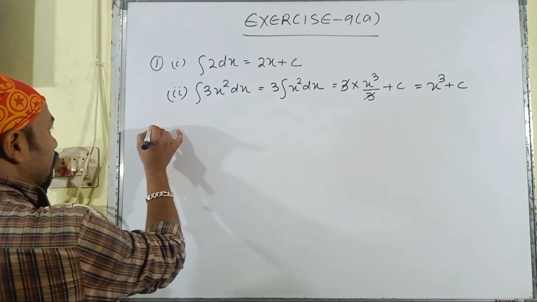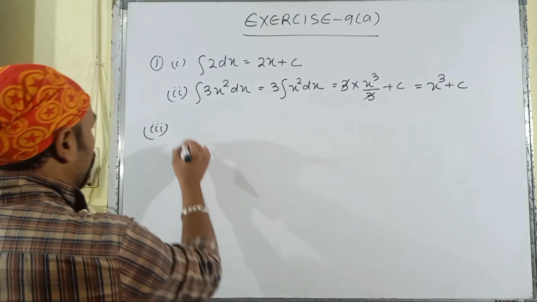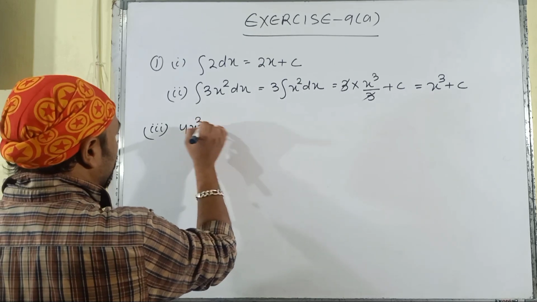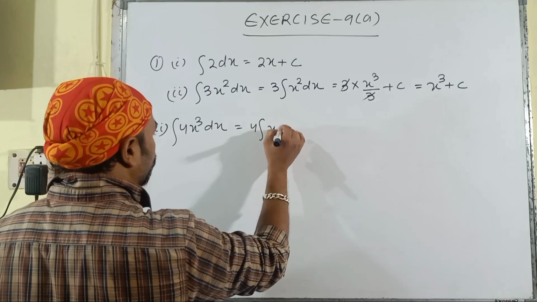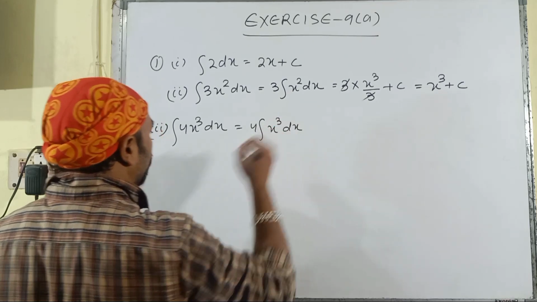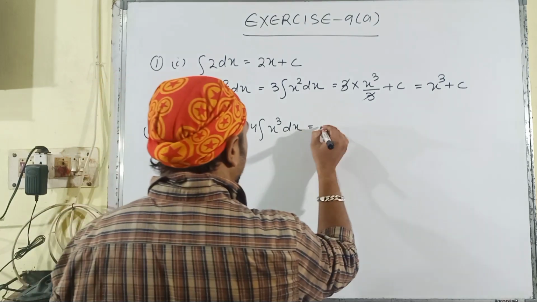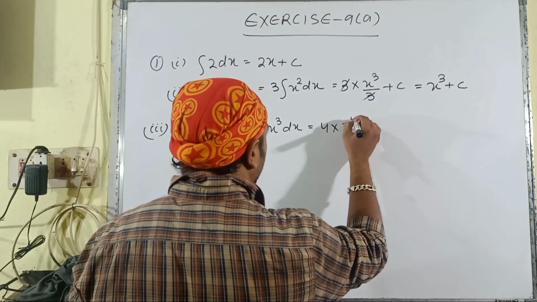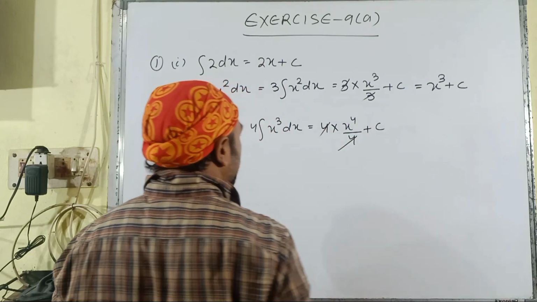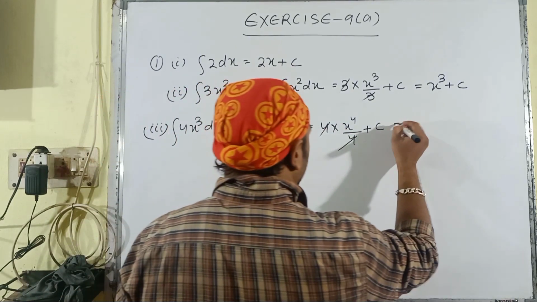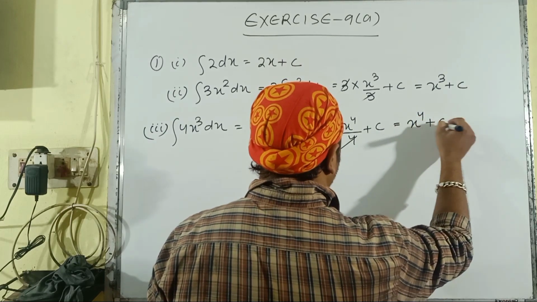Then moving to the third bit, integral of 4x cube dx. Again taking the constant outside of the integral sign, we have 4 multiplied with integral of x cube dx. It will be 4 multiplied with x to the power 4 divided by 4 plus any constant c. Again cancelling both of the 4's from numerator and denominator, we have the result x to the power 4 plus any constant c.